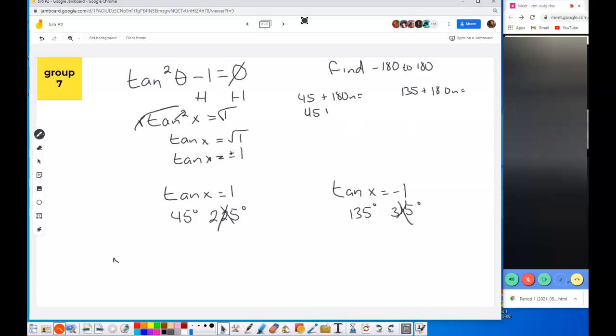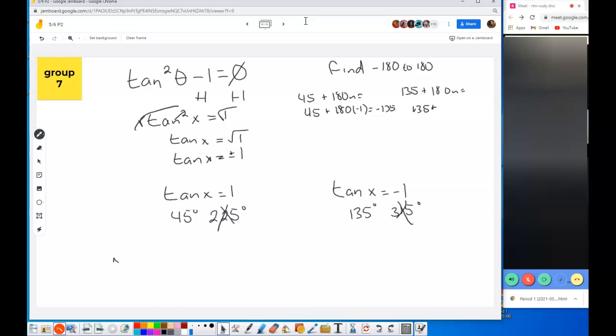45 plus 180 and 1, which equals negative 135. Negative 135. And then we're going to do the same for the 135, and it'll equal 145. Wait, no, not 145. 45, sorry.